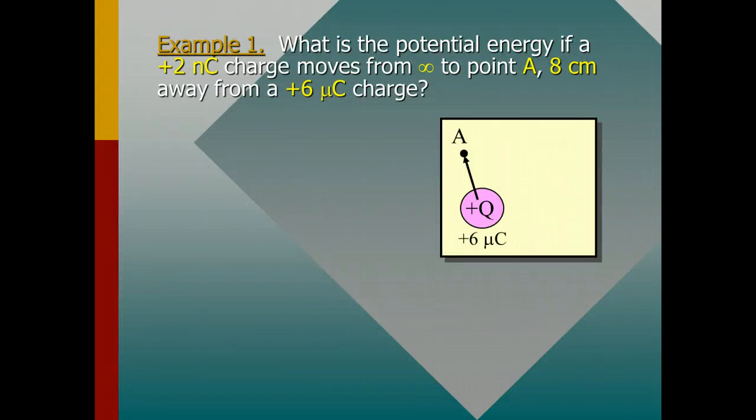So let's do a practice problem. What's the potential energy of a 2 nanocoulomb charge moving from infinitely far away to a point A, which is 8 centimeters away from a plus 6 microcoulomb charge? Go ahead and pause your video and come right back.